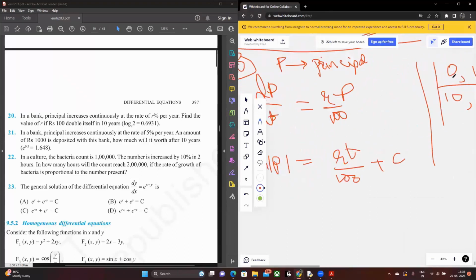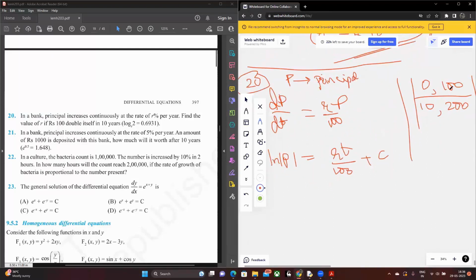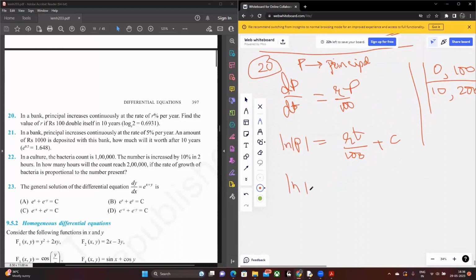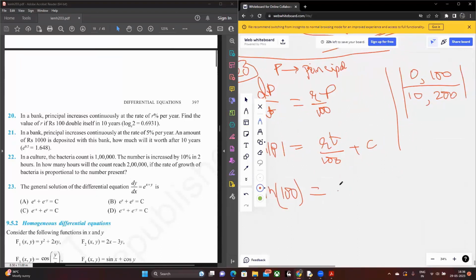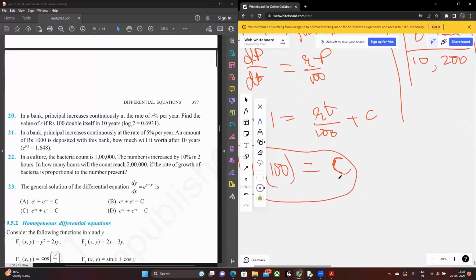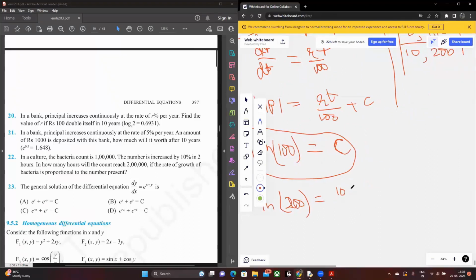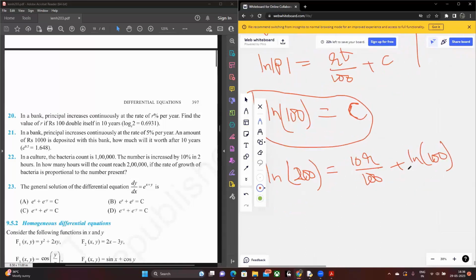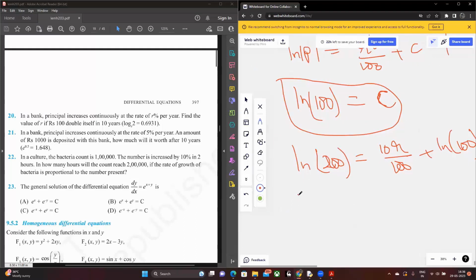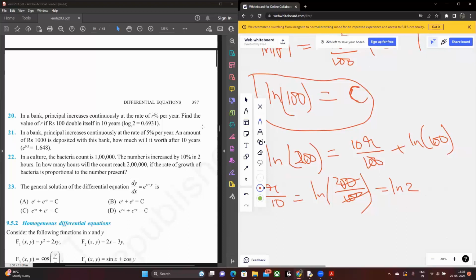Two data points. So using the first data point, at t equals 0, you have a principal of 100. You get the fact that ln of 100 is equal to C, right? And using the second data point now, and substituting the value of C, of course, you get the fact that ln of 200 is equal to 10r by 100 plus ln of 100. Okay. And this means that this is basically r by 10 equals ln of 200 divided by 100, right? Because ln a minus ln b is equal to ln of a by b, right? Which is ln 2, and they have given the value to be 0.693.